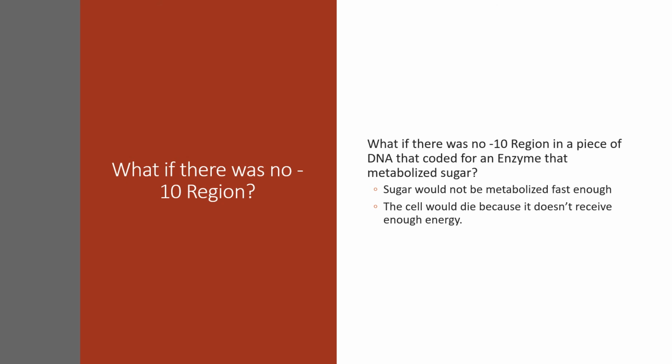So what if we had no -10 region? If there was no -10 region in a piece of DNA that coded for an enzyme that metabolized sugar, what would happen? If this happened, that enzyme would not be created, which means that sugar would not be metabolized fast enough by the cell, and that cell would die because it doesn't receive enough energy.